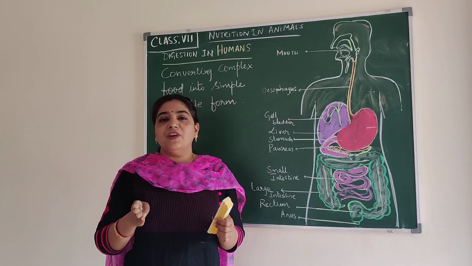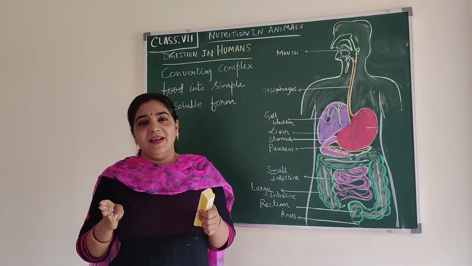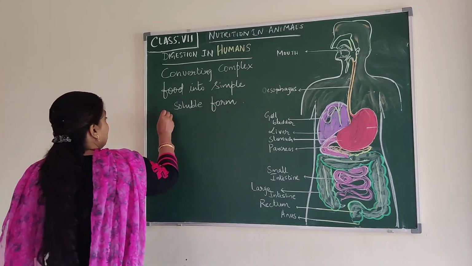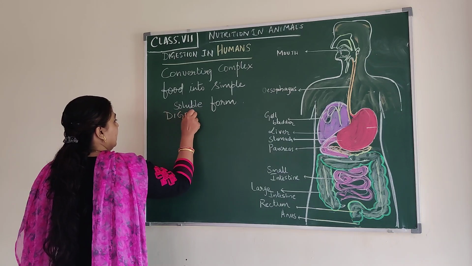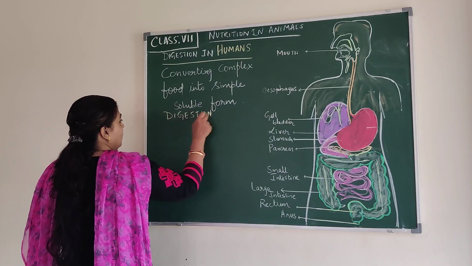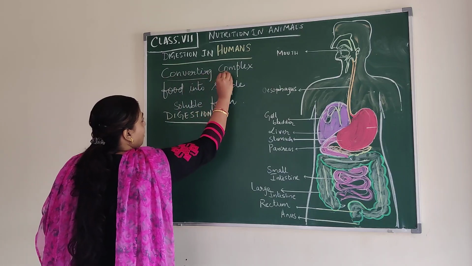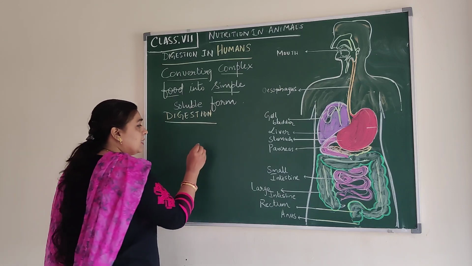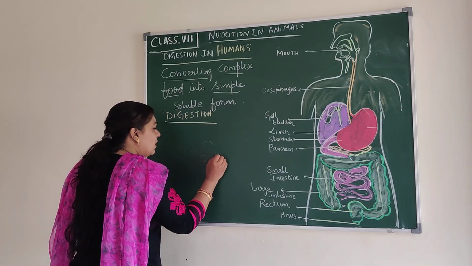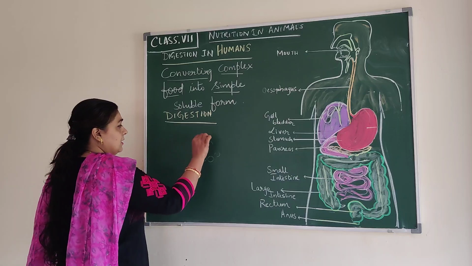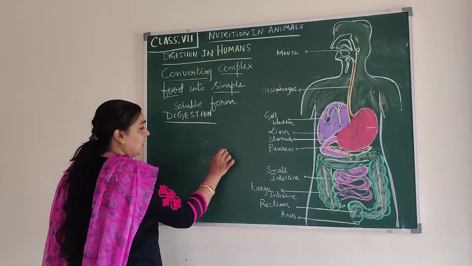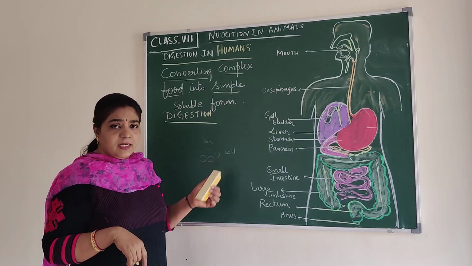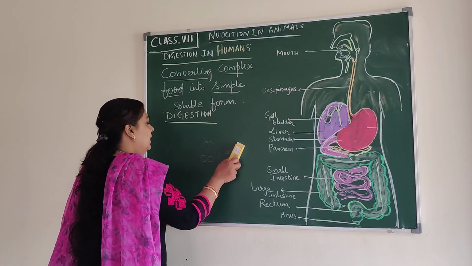That's why whatever food we take, being complex food, has to be converted into simple soluble form. This process is what we call digestion. So what is digestion? It is the process of converting complex food into simple soluble form. I told you the cells are minute. Our body is made up of small structures called cells. All the digested food should enter inside the cell. Only then do we get the energy.